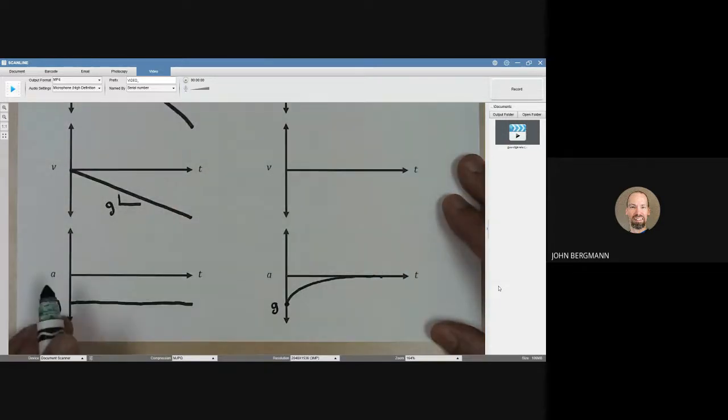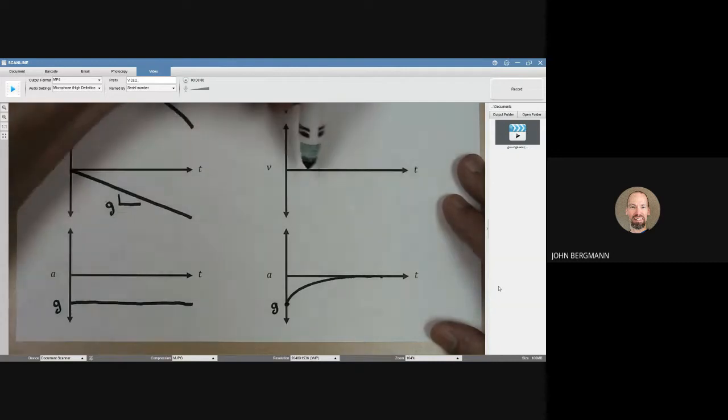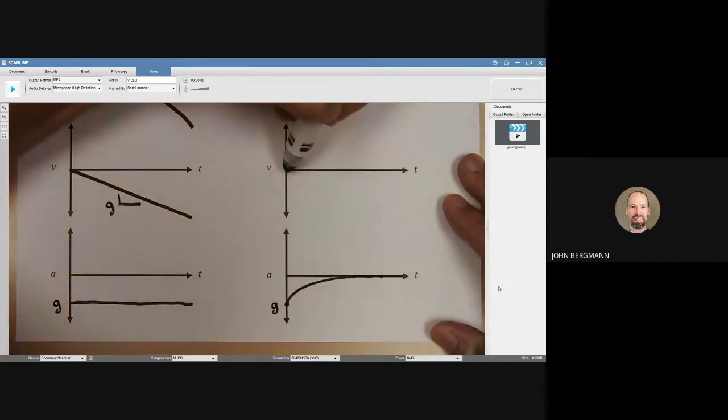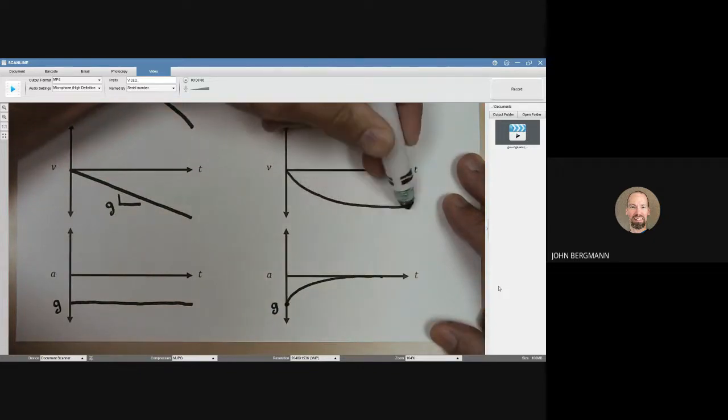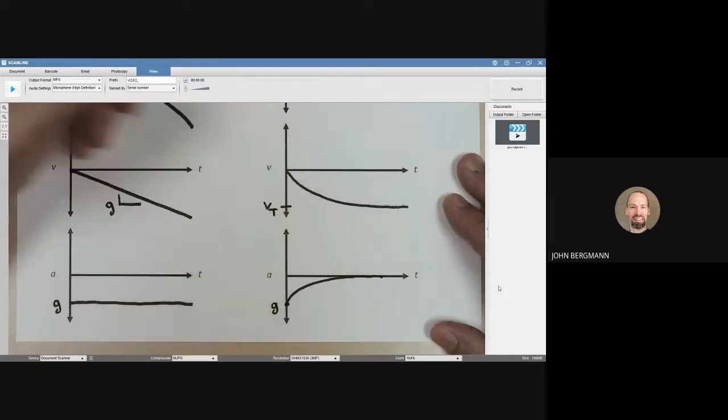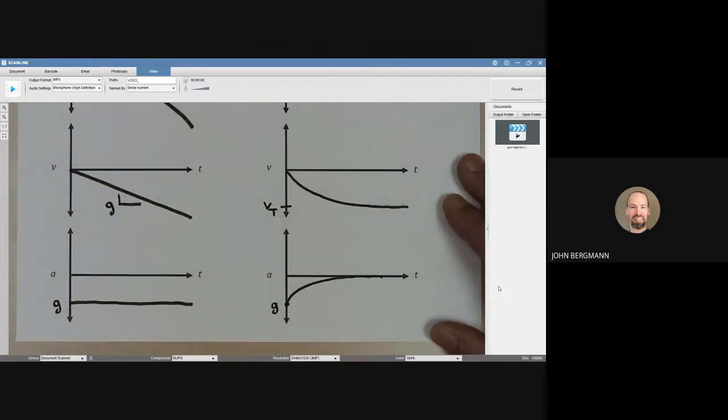What's going to happen with the velocity? The velocity is going to reach a terminal velocity. It's going to reach some speed where it's not going to speed up anymore. Negative is in the downward direction. So we could call that the terminal speed right there, that asymptote.